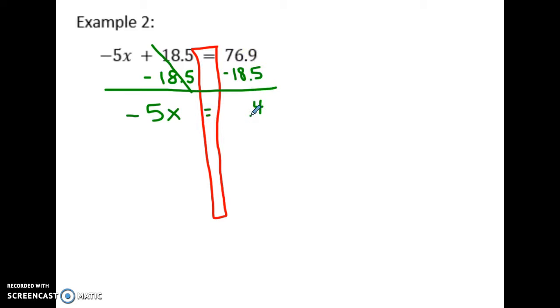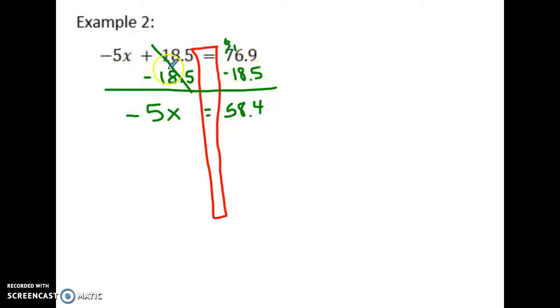Let's see, 76, I got to borrow 1. So that would be 8 and then 5. So 58.4 is what we have when we're subtracting. And then notice what I did on this side is I just brought down the variable with the coefficient -5 attached to it, and I also brought down the equal sign that's in the middle of that locker. And that's important because we need to be able to assess what we still have left to do.